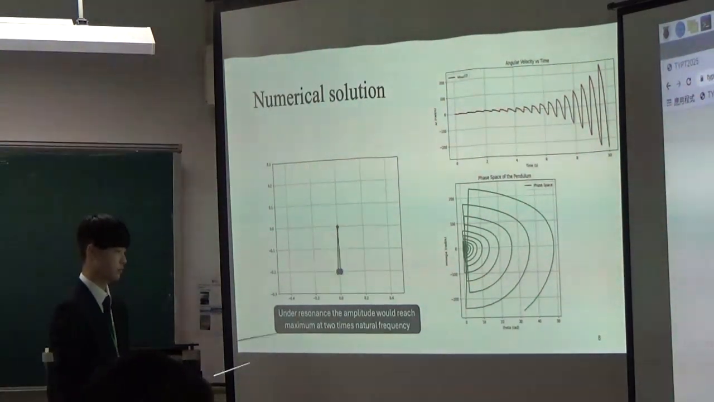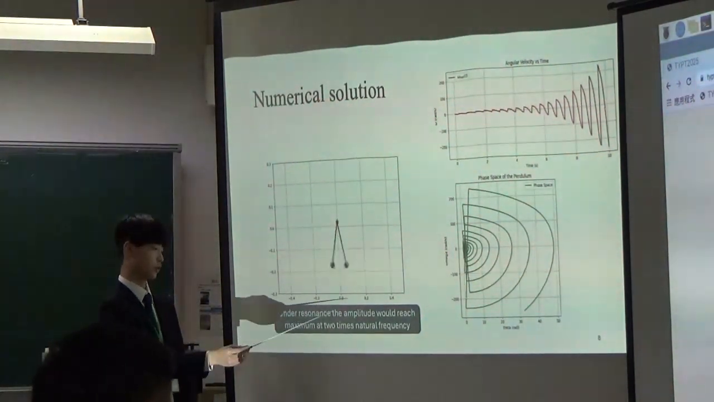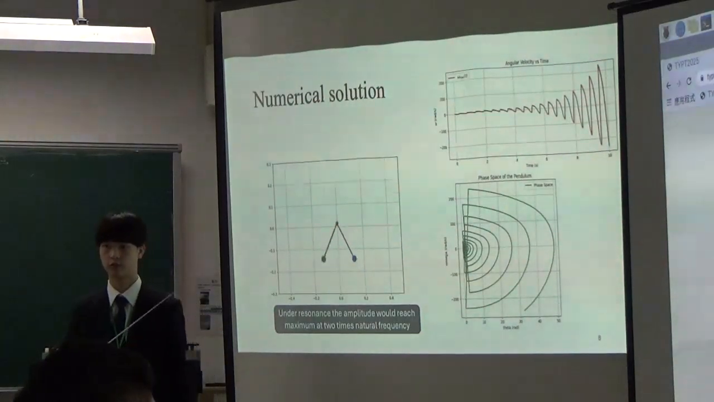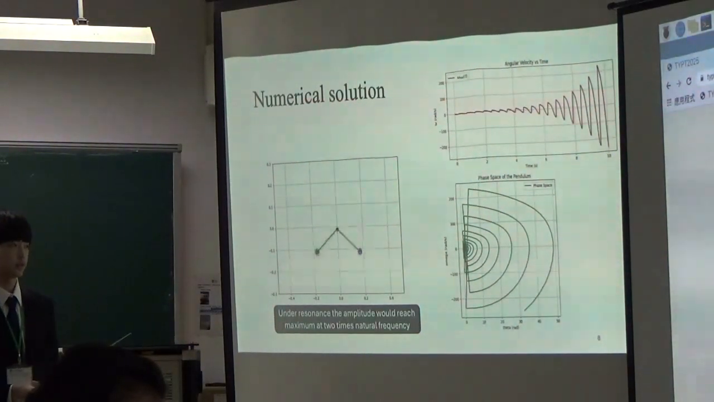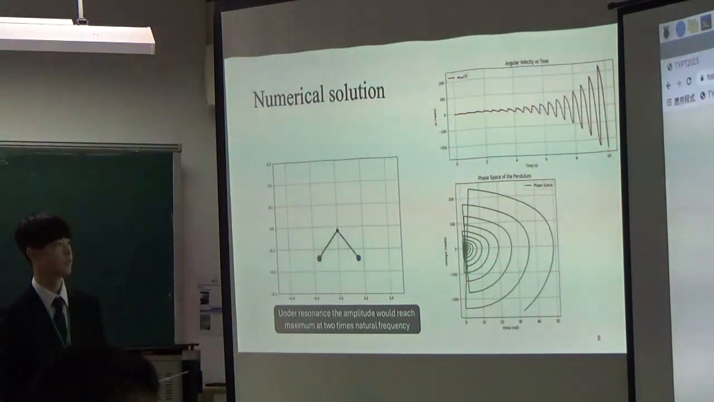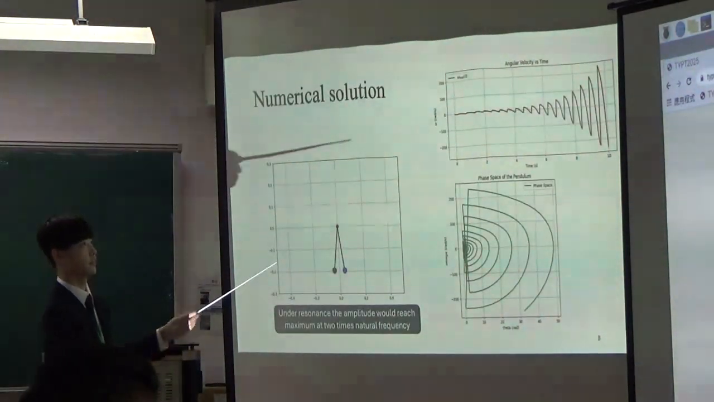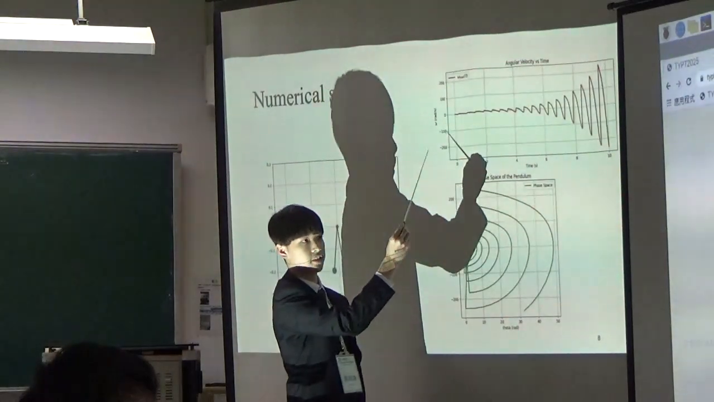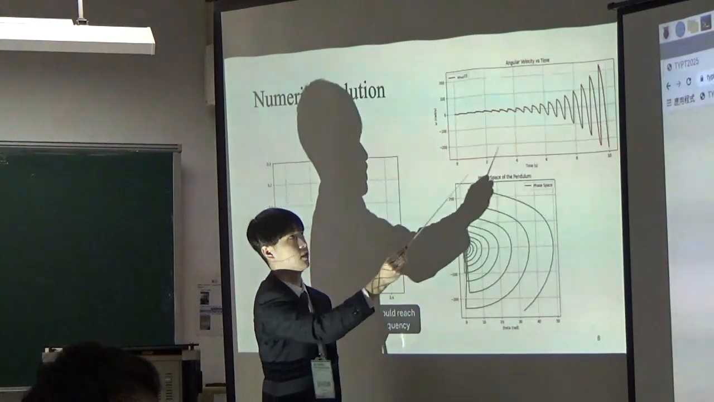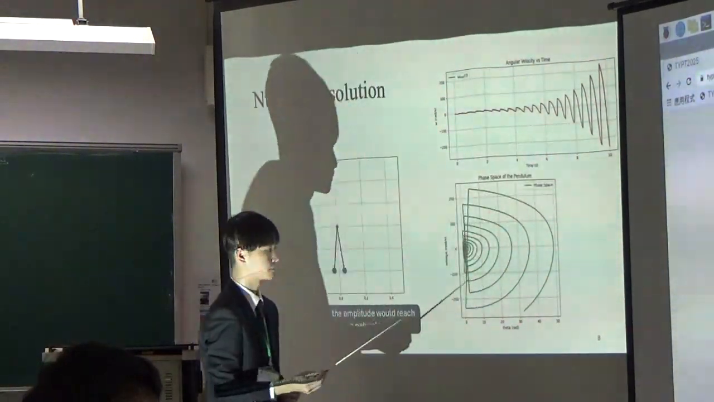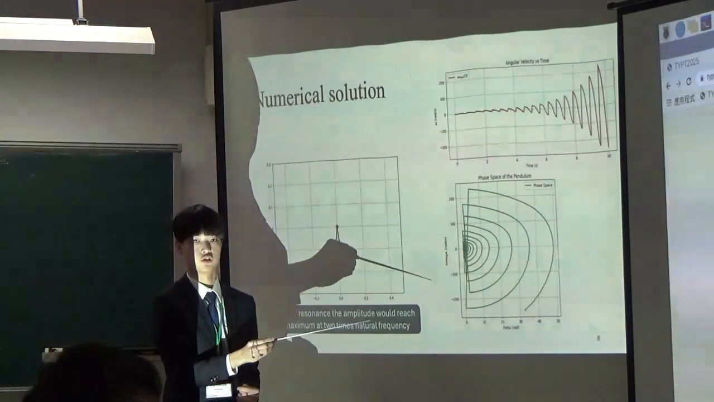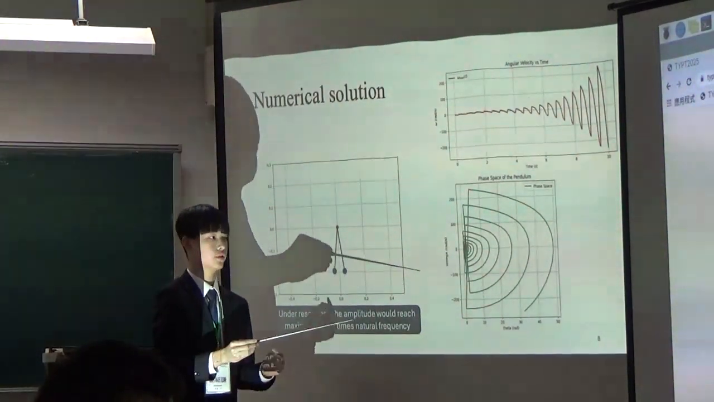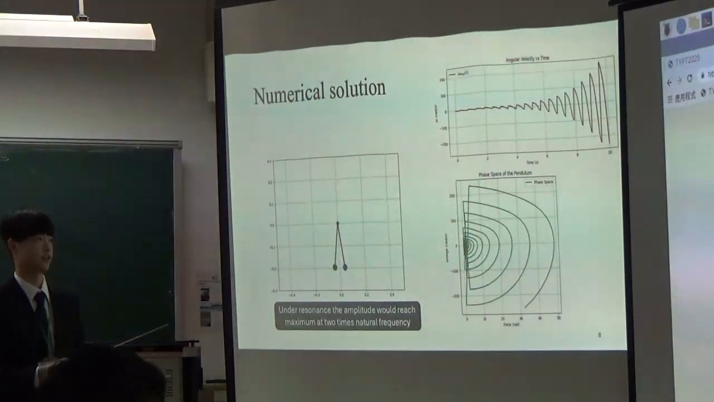We can see a conclusion. Under resonance, the amplitude will reach maximum at 2 times the natural frequency, which I will prove by experiment later. And here is the angular velocity versus time graph. We can see the accumulation of the energy will cause the larger angular velocity. Here is the phase space, which I will draw the real one in reality later.